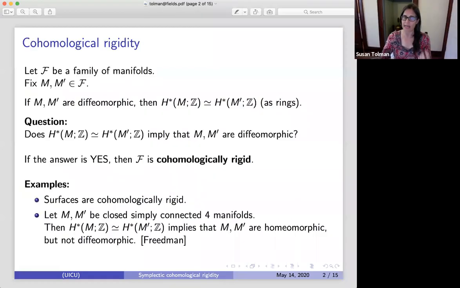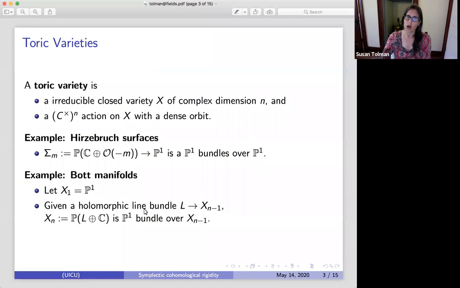This is very greedy, but sometimes you can get it. So, and now we're talking about toric varieties, which is what I'm going to be looking at the most.